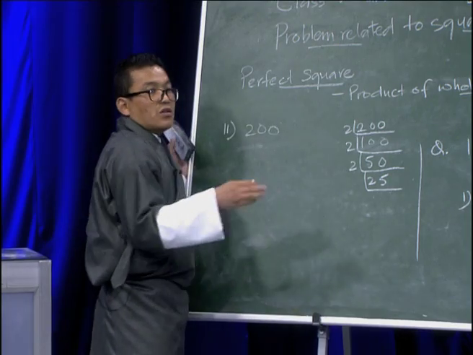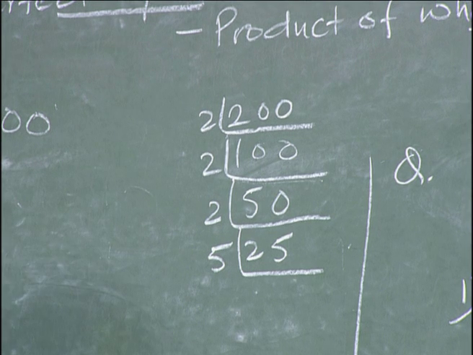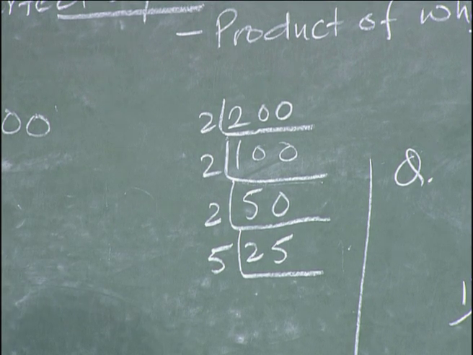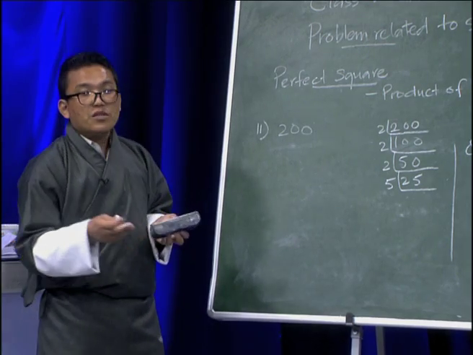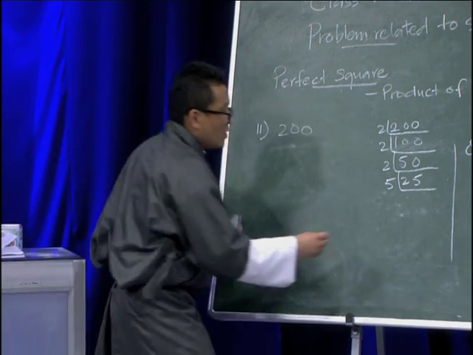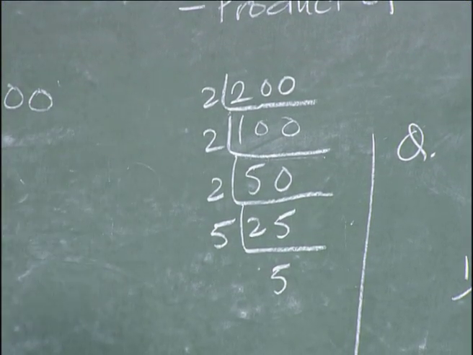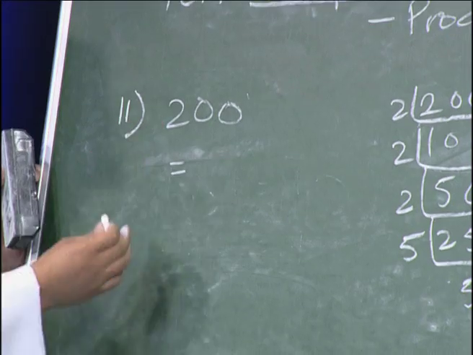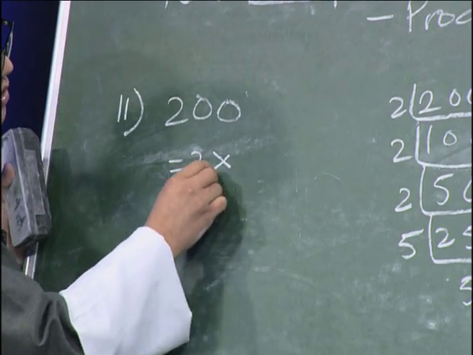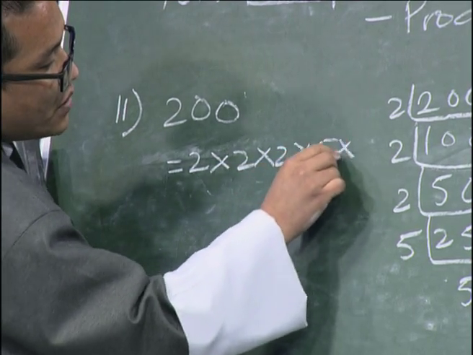So instead, I'll go with the next prime number, that is 5. Now, I know this number is divisible by 5 because in the ones place, we have 5. If the ones place is 5 or 0, that number is perfectly divisible by 5. So 5, how many times is 25? 5 times. Since 5 itself is a prime number, I'll stop there. The prime factors for this number, 200, are 2 times 2 times 2 times 5 times 5.